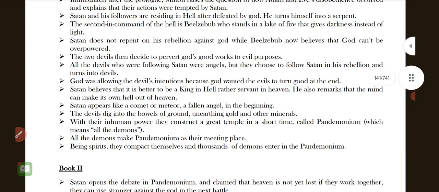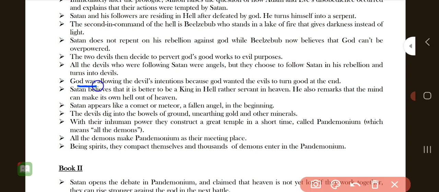And next, God was allowing the devil's intentions because God wanted the evils to turn into good at the end. So God does nothing. Why? Because He has a positive thought on evils. At the end, they are going to be turned into good.